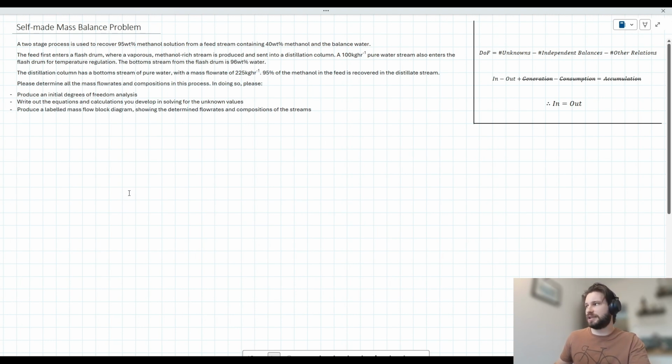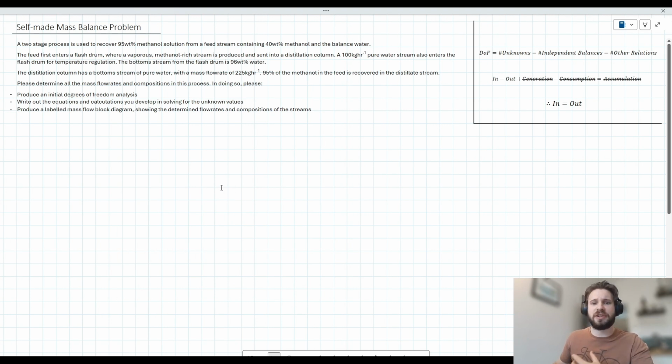So, as I say, this is a relatively simple mass balance problem, first of all, because there are no reactions going on in our system, or we can assume that there are no reactions going on in our system here. You've got methanol and water going in, and you've got methanol and water coming out. It's a case of determining the mass flow rates and compositions of the streams.